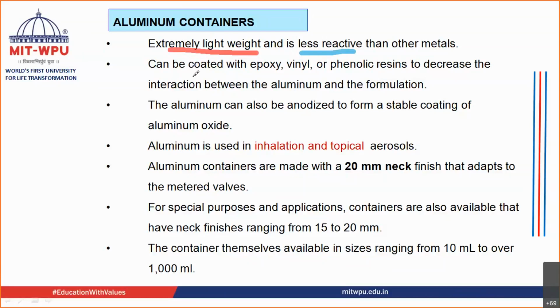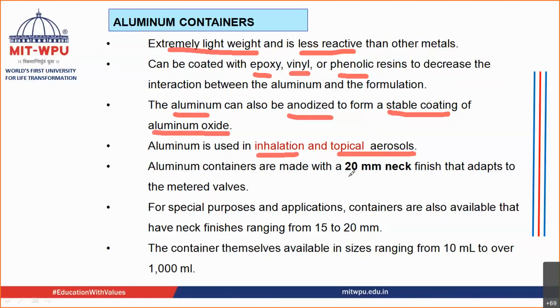Then as it is a little bit reactive, you have to coat it with the same coatings, that is epoxy, vinyl, phenolic coatings, in order to avoid the interaction between the aluminum and the formulation. Now this aluminum can also be anodized in order to give a stable coating, and this anodization is nothing but a coating of aluminum oxide. Aluminum is basically used for inhalation as well as for topical aerosols.